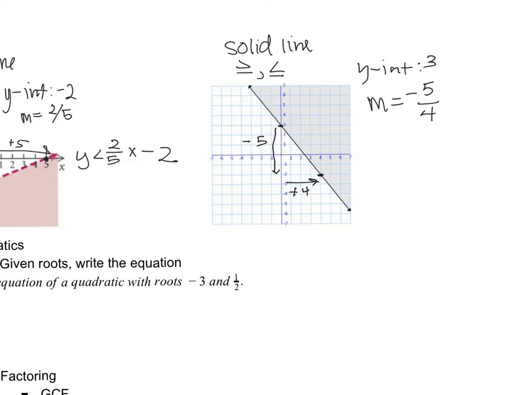Now when I write my inequality, we're going to have y, and then determining which inequality, we've shaded above the line, which means it's greater than or equal to. Then we write the equation, negative 5/4 x plus 3. Again, I can double check this using Desmos by graphing our inequality and making sure what we get in Desmos matches the picture we are given.